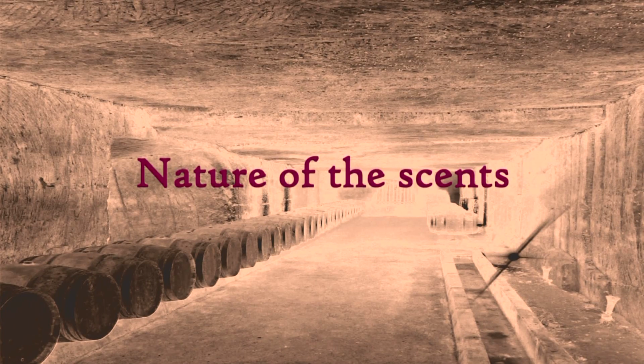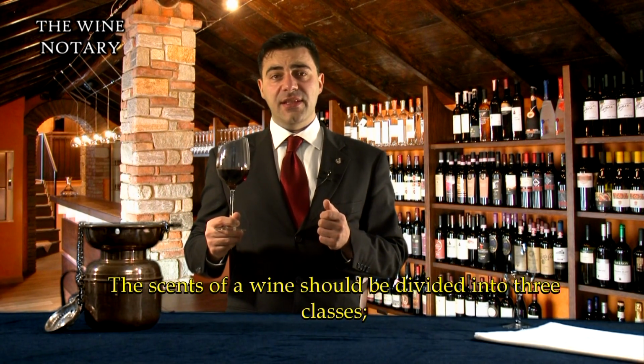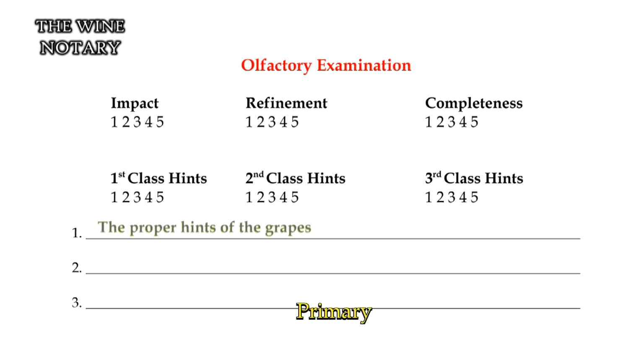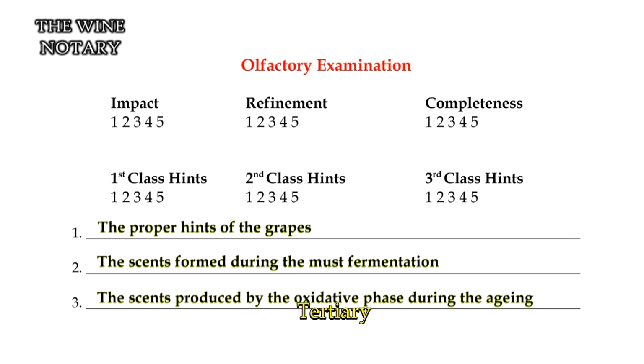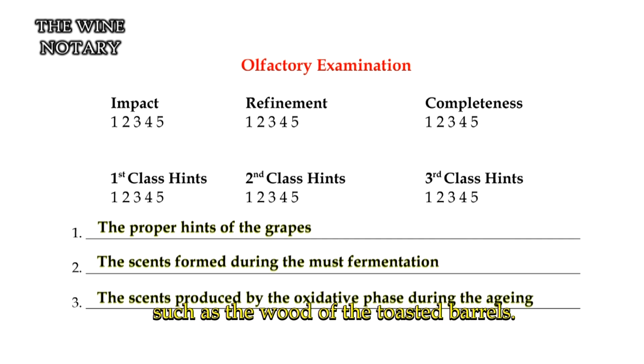Nature of the scents. The scents of a wine should be divided into 3 classes: primary, secondary, and tertiary. Primary: the proper hints of the grapes used to produce the wine. Secondary: the scents formed during the must fermentation. Tertiary: the scents produced by the oxidative phase during the aging of the wine, but they can also be induced by contact with external materials, such as the wood of the toasted barrels.